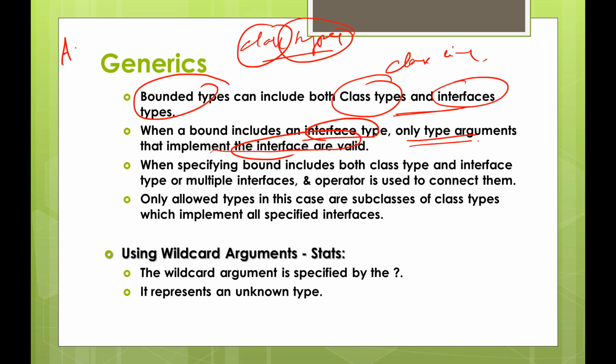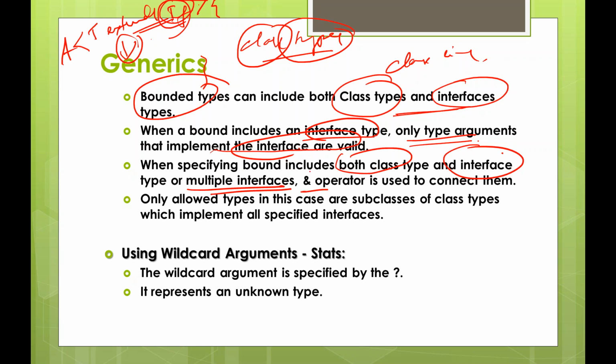Say for example, you have class A and you have T extends some interface. Here you can pass any class that implements this particular interface. So when specifying a bound, that includes both class type and interface. Or you can also specify multiple interfaces. You have to use what is known as the ampersand operator.